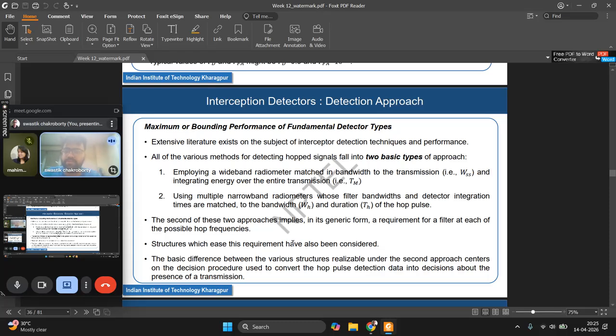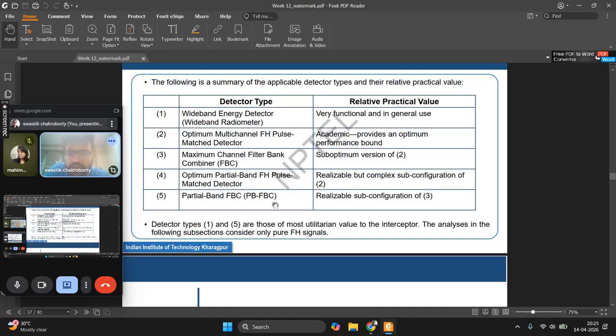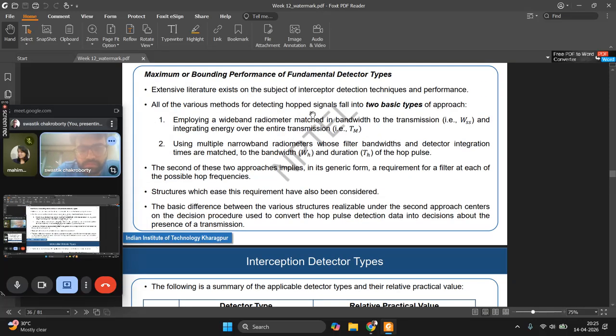Extensive literature exists on the subject of interceptor detection techniques and performance. All of the various methods for detecting hop signals fall into two basic types of approach. So detecting a frequency hopped spread signal has two approaches.